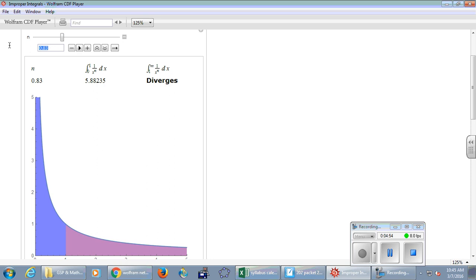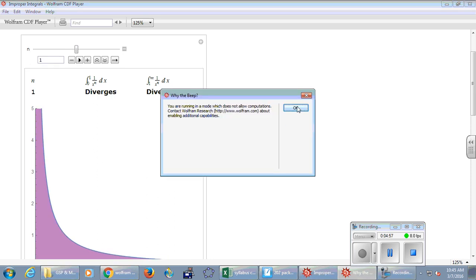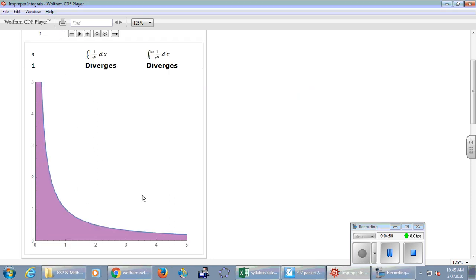Yeah, they both diverge at 1. Okay, so they both diverge at 1. Now, is that special for any reason?